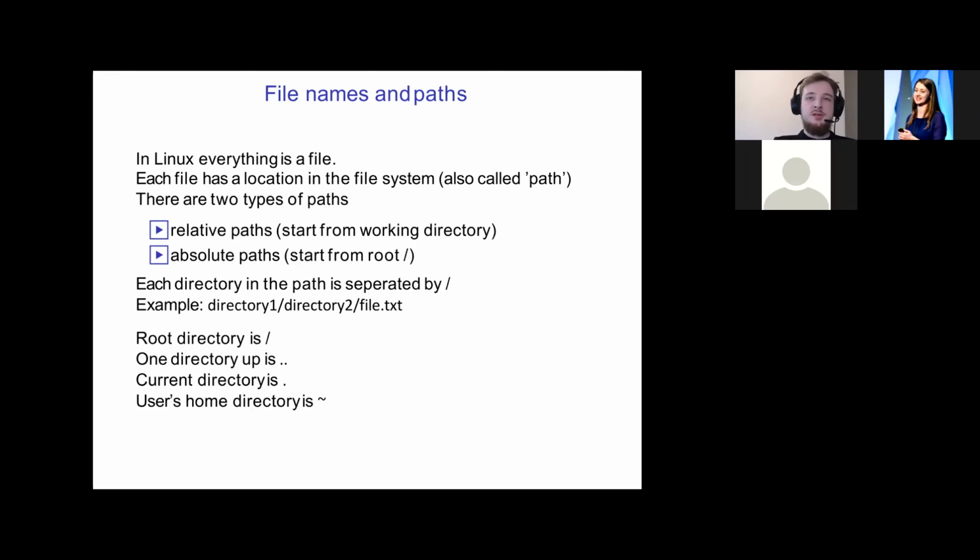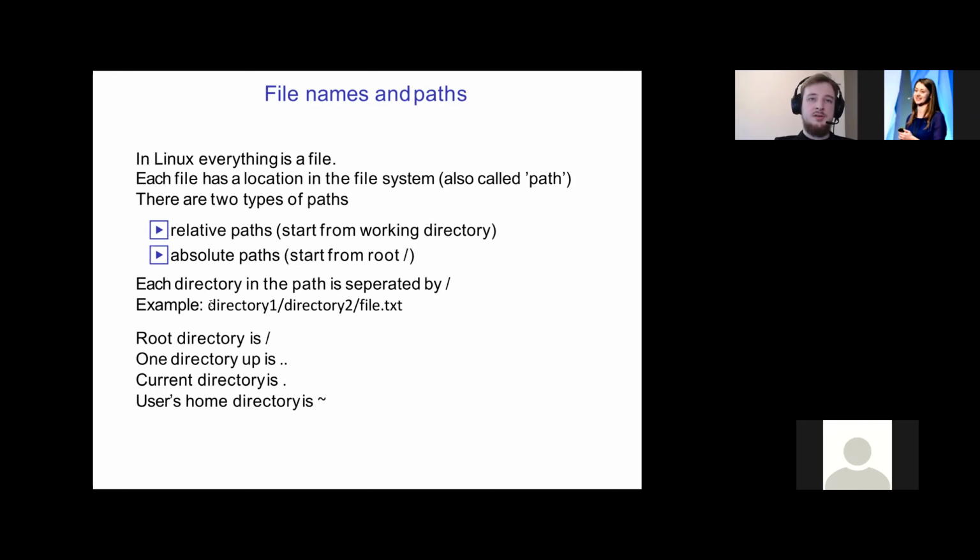Each directory is separated by a /, and here's an example of a path. This will be a relative path because we can see that there is no root directory in front of it. So basically we are already in some directory, and we want to, let's say, access this file.txt, which is located in two other nested directories.